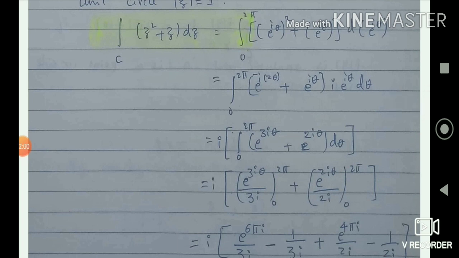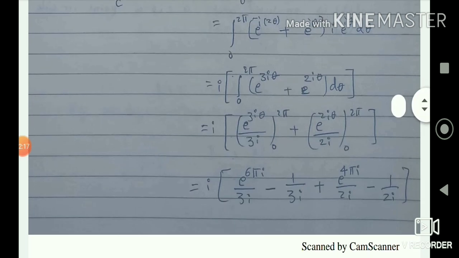With a little bit of simplification, and then integrating, e power 3i theta integrates to e power 3i theta divided by 3i, and e power 2i theta integrates to e power 2i theta by 2i. Then substituting the upper limit as well as the lower limit. The upper limit gives you e power 3i into 2 pi, that is e power 6 pi i divided by 3i. The lower limit is e power 0, and e power 0 is 1, divided by 3i.